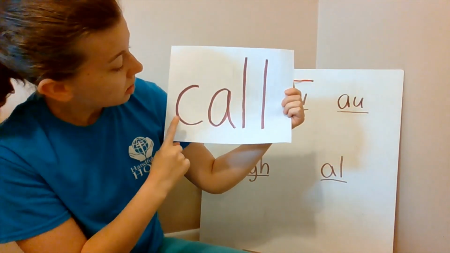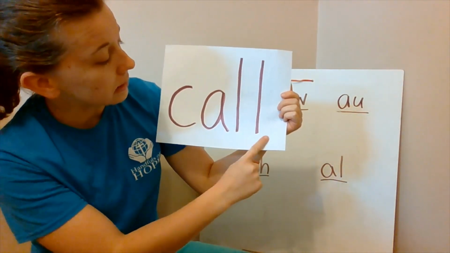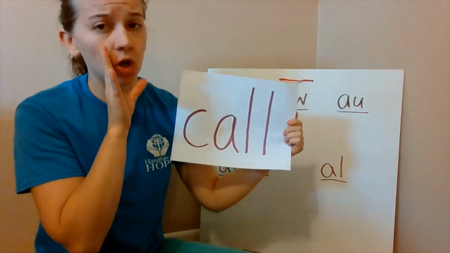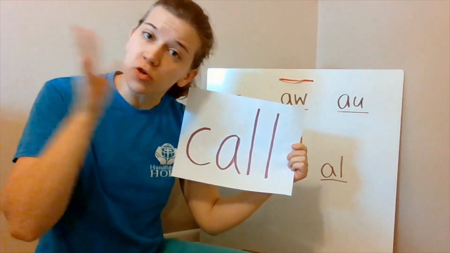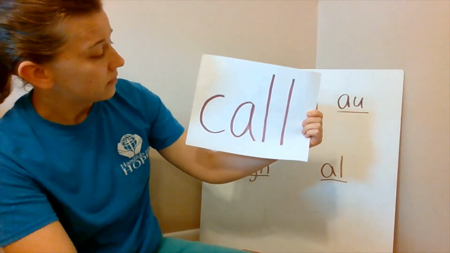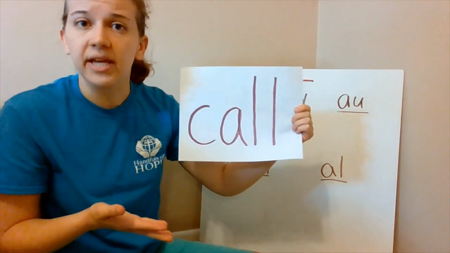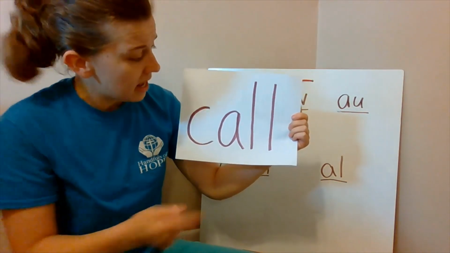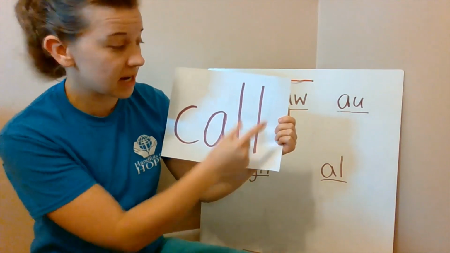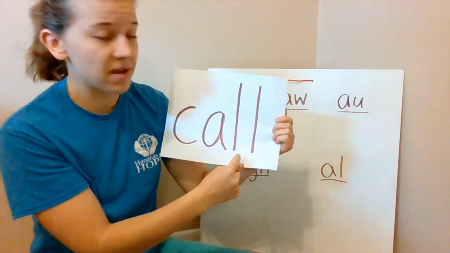Blend it together. Call. We know that word, right? You call someone on the phone. Maybe you call your dog or someone calls your name, right? So we know that word, call. All right, well, the C makes the k sound like C usually does, right? And then L's together, when you have the double consonant, it makes one sound and they make the O sound. All right, that's regular.